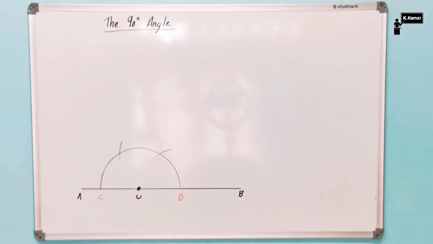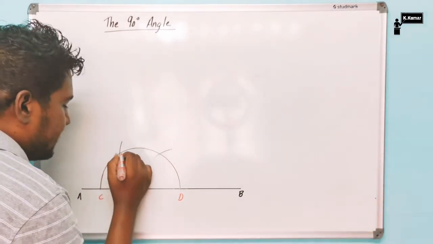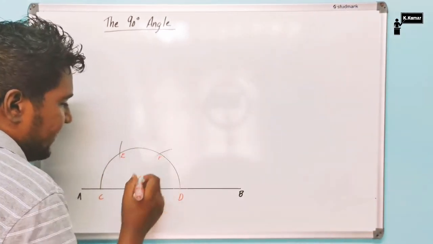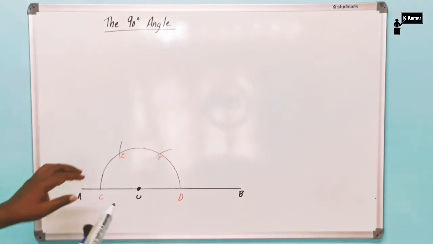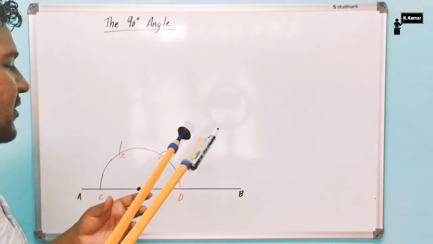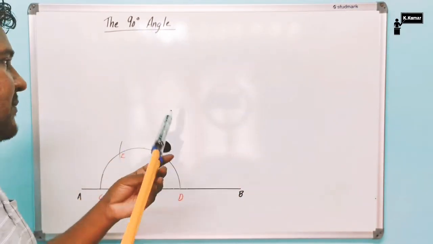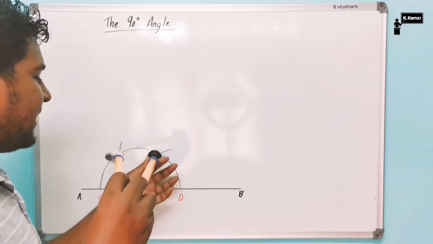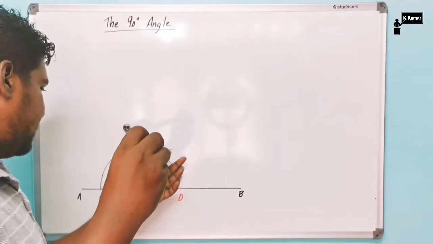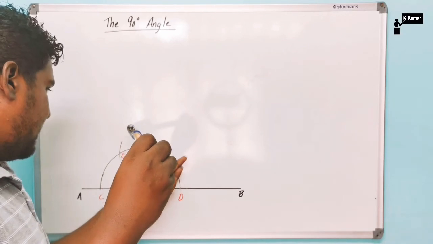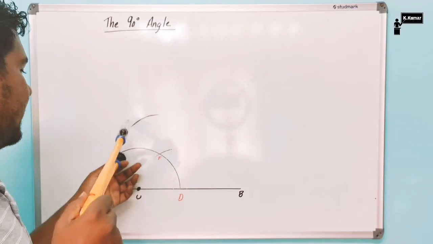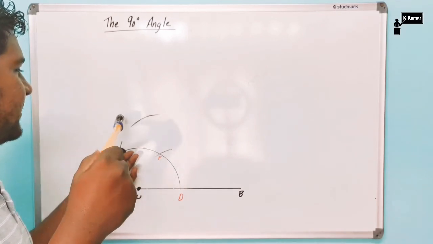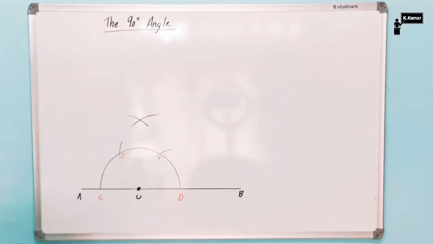Now, after you finish those, let's name them. So let's call this E and let's call this F. So at the point F, well, now you could open the compass a little more if you want. I'm just going to keep my measurement because of space. So at F, you place the compass point, and then you scribe an arc at the top, and then at E, place the compass point, and then you scribe another arc at the top.